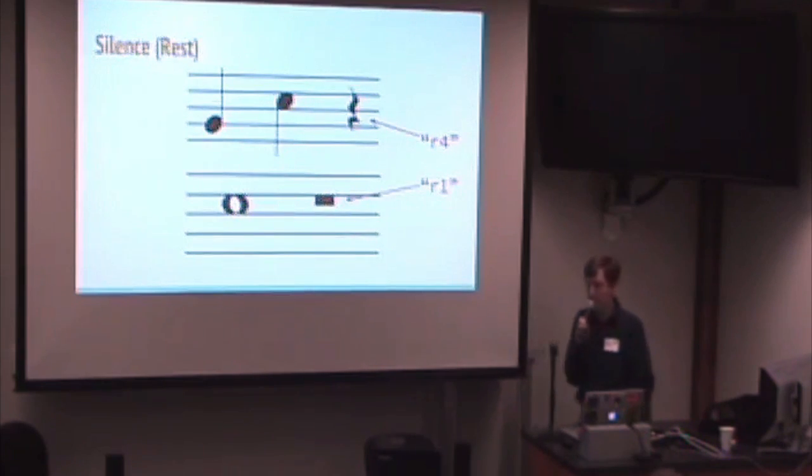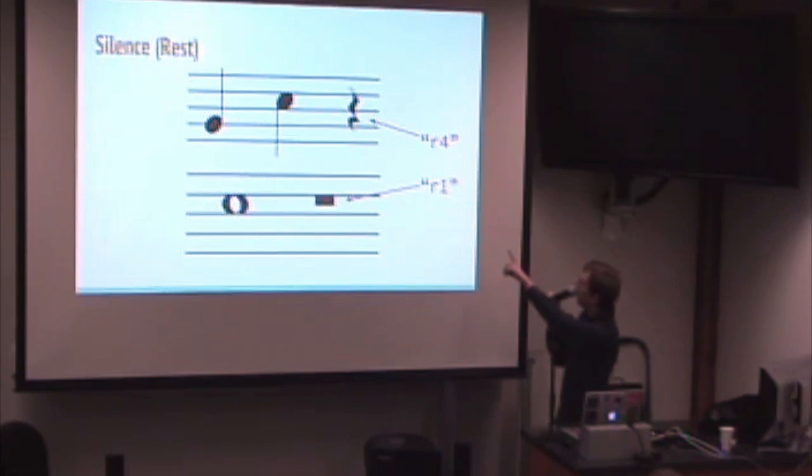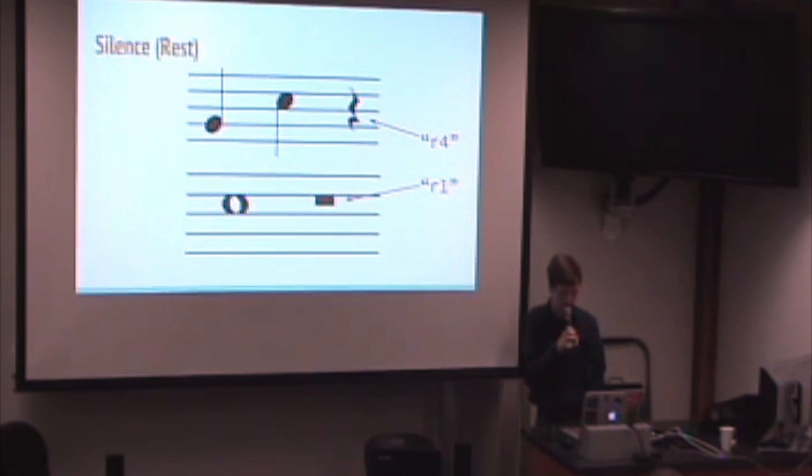So those are notes. What about silence? Silence in music is called a rest. Here you see 2 quarter notes followed by a quarter rest, and a whole note followed by a whole rest. We're just going to use the letter R to represent a rest, which simplifies our lives somewhat.